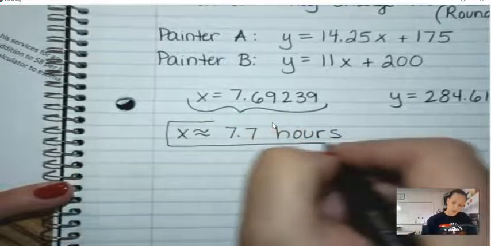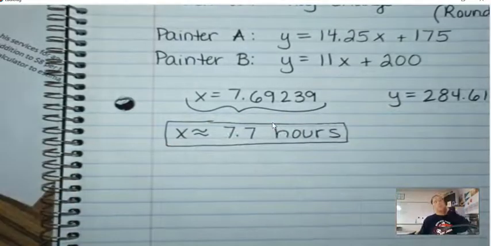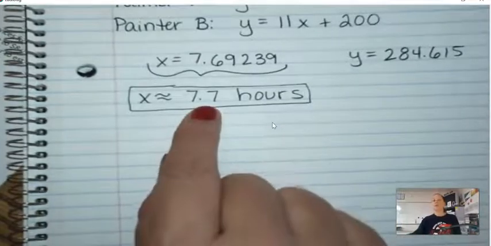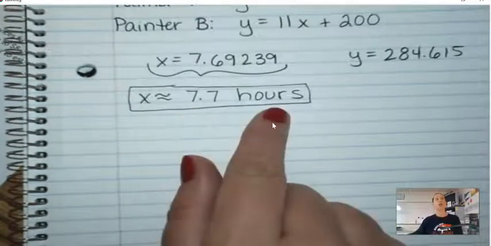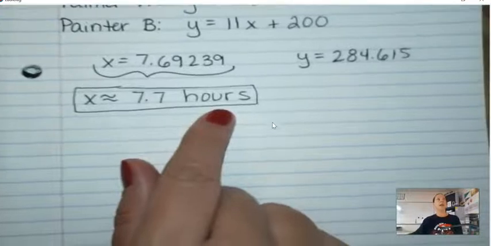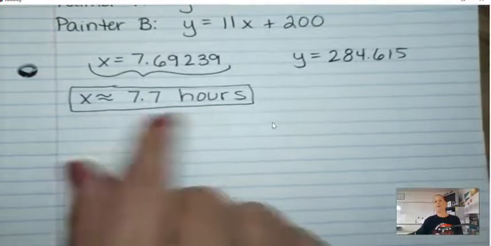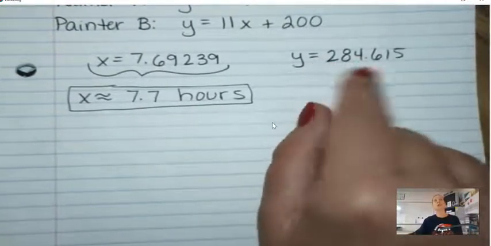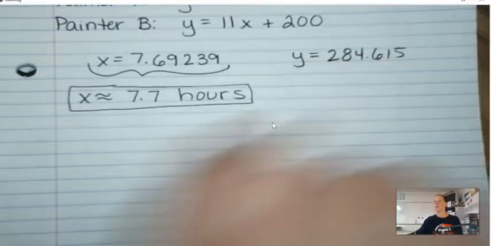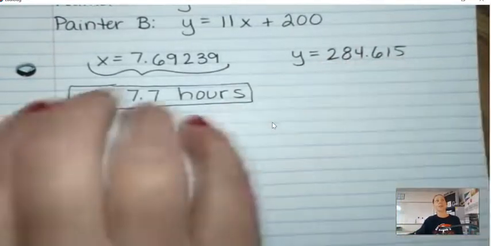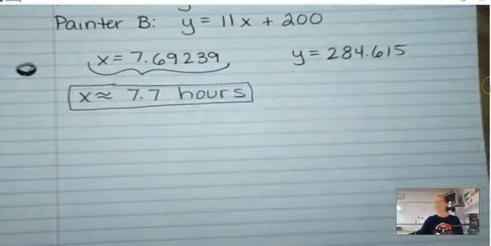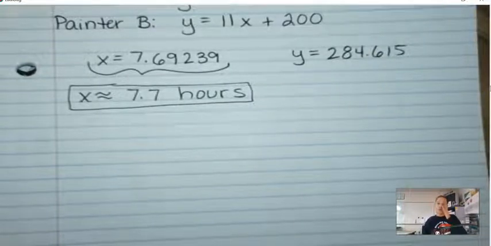So those two painters, when it hits about 7.7 hours, they're going to charge the same. And later you will get questions that say, and how much is that? They'll both charge about $285 at that point. But this question is not asking that part, it's just asking for your x. Okay, I'm going to show you how to do this by hand.